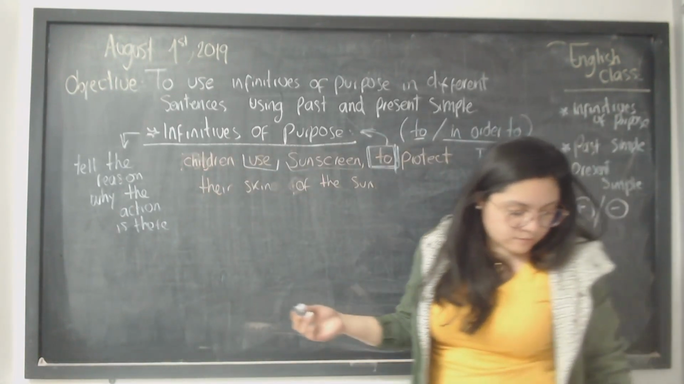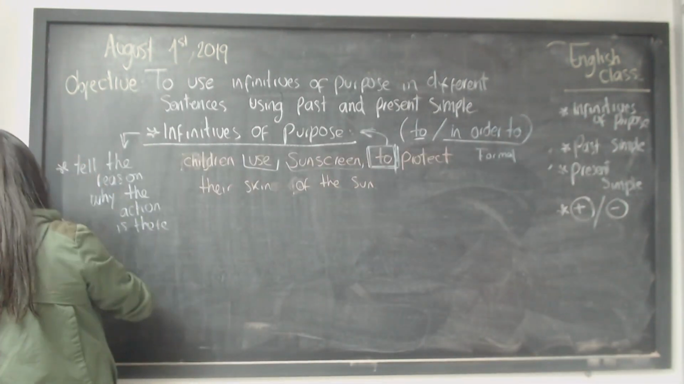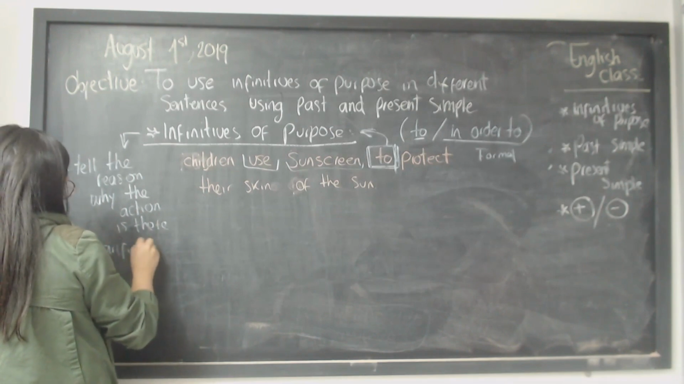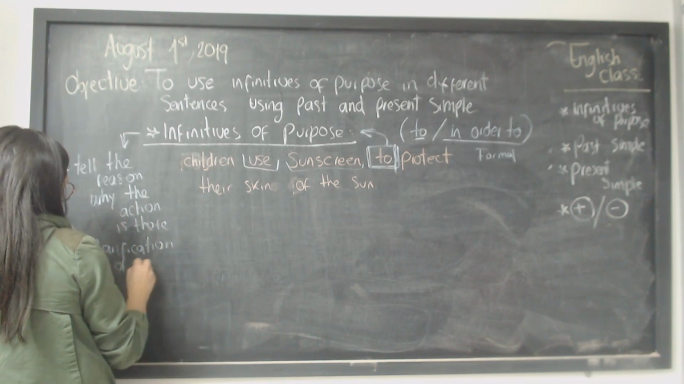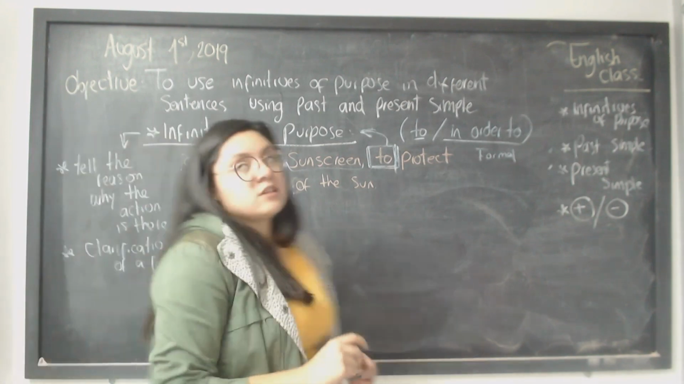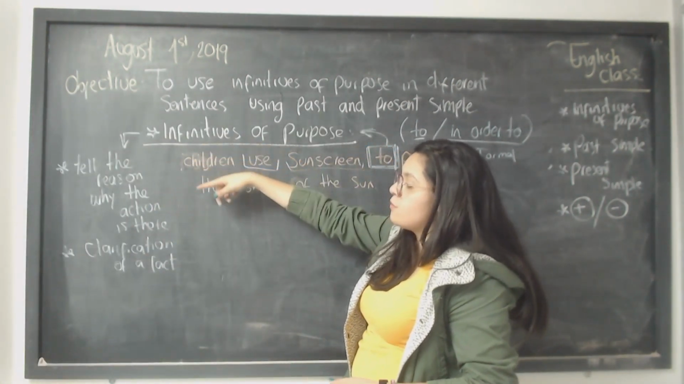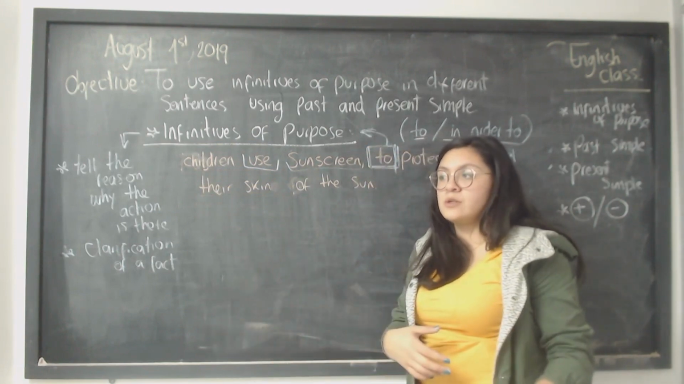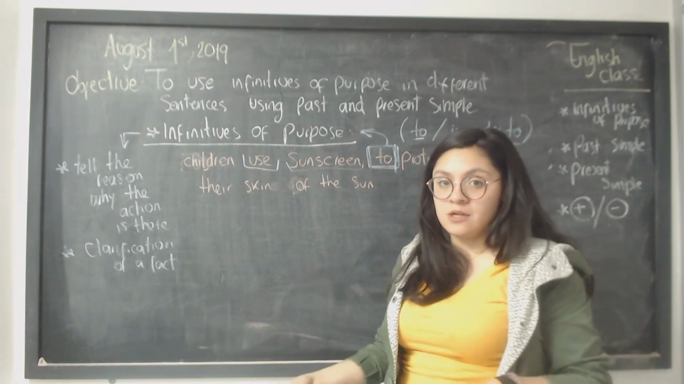So there is another function, or the same one, but they help us to clarify. So these ones are the two functions. We have the infinitive of purpose to tell the reason why the action is there, but also to clarify to the other person, the person who I'm speaking with, why I'm making an action, okay?